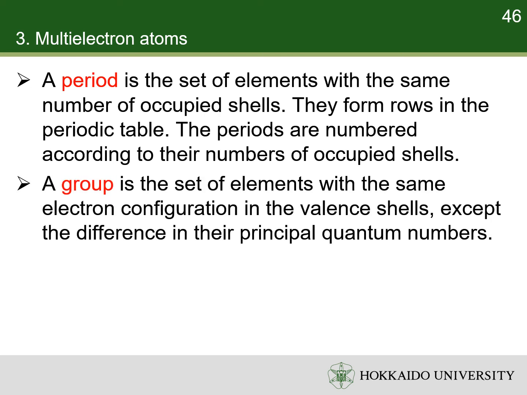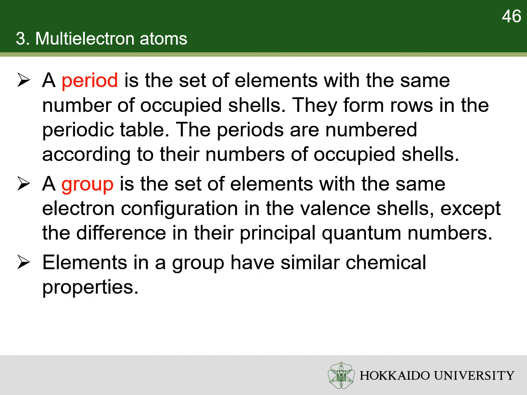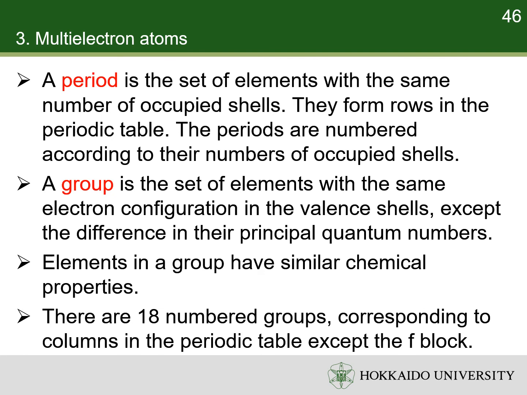A group is the set of elements, except those in the F block, with the same numbers of electrons in their valence shells. In a group, the electron configurations in the valence shells are the same, except the difference in their principal quantum numbers. Thus, elements in a group have similar chemical properties. They form columns in the periodic table.